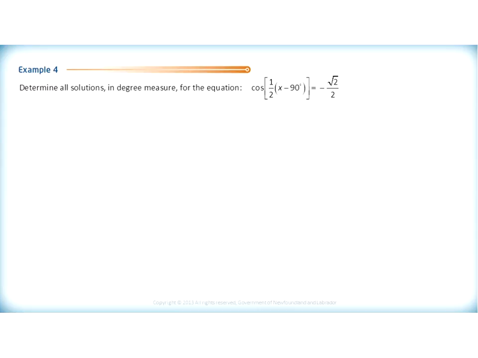So the first thing we will do is replace 1/2 times x minus 90 with theta. So we have the cosine of theta is equal to a negative √2 over 2. And this is an equation that we are familiar with. Notice that cosine is negative.